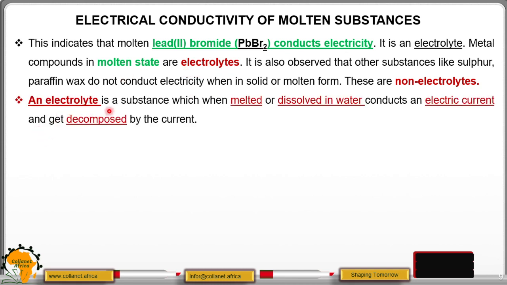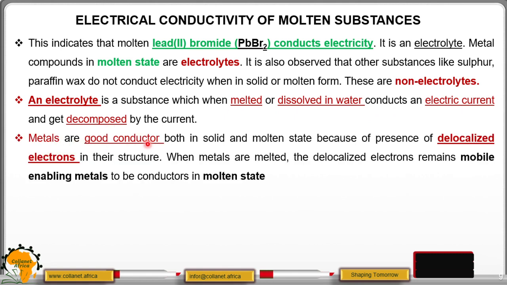An electrolyte is a substance which, when melted or dissolved in water, conducts an electric current. The definition is not complete if you don't state that it also gets decomposed by the electric current. So it doesn't only conduct electricity, but it also gets decomposed. So when defining an electrolyte, remember you have to state conductivity in molten form or dissolved in water, and then that it also gets decomposed by that current.